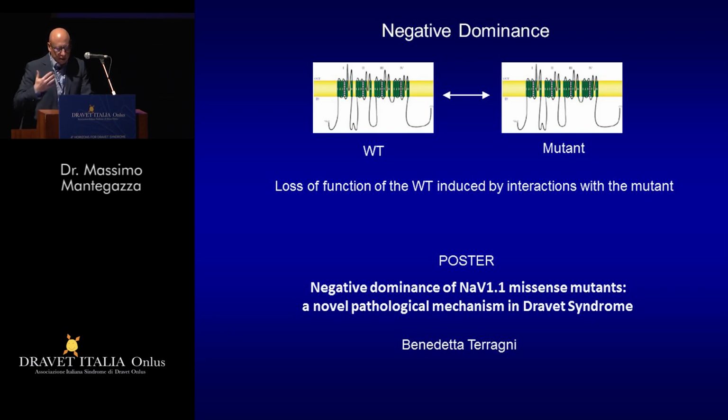This is another pathogenic mechanism that you can study in this reduced system: negative dominance. It's the interaction between the wild type and the mutant, and this interaction can decrease the function of the wild type, or the co-expressed wild type. So you have an effect on the wild type co-expressed in the same cell. In the beginning, we published a paper in which we found no negative dominance for epileptogenic NAV1.1 mutants, but now we found some of them that have this pathogenic effect. You can take a look at the poster of Benedetta Terragni here.